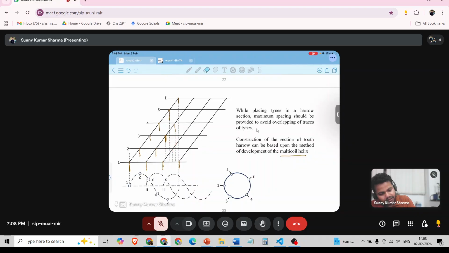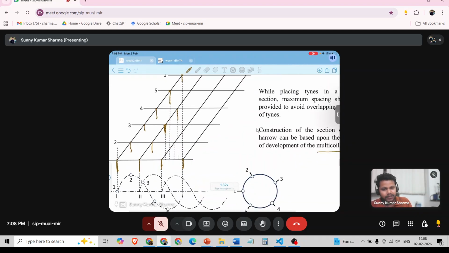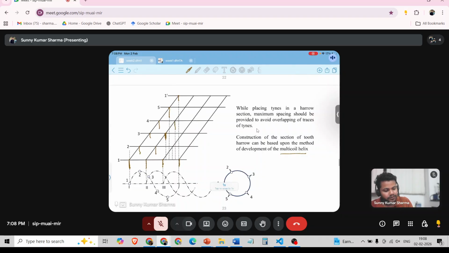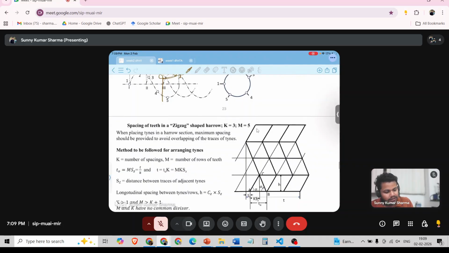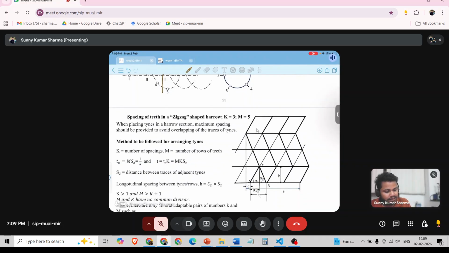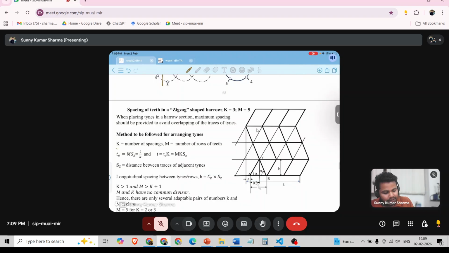To avoid that, one design procedure is there, and maximum spacing should be provided to avoid overlapping between those traces. One tine will go in this line, the second tine coming from behind will go in this line. So for every tine there should be some space, it should not overlap. That should be our primary thing to consider. For that we design this spacing in a zigzag shaped arrow.